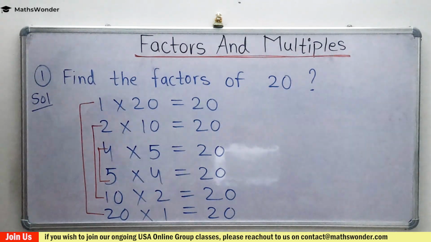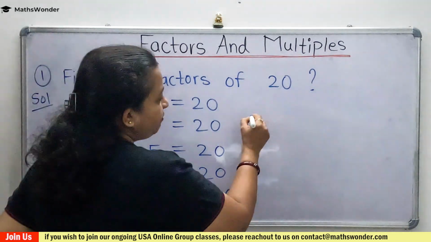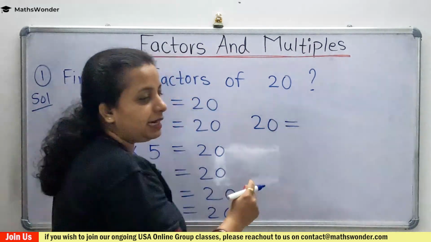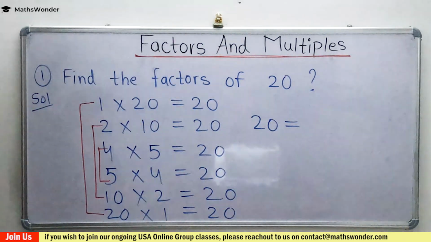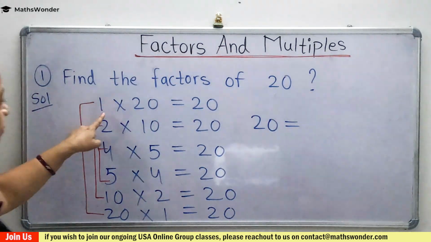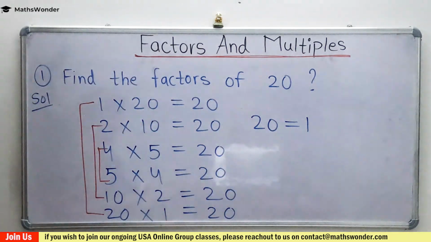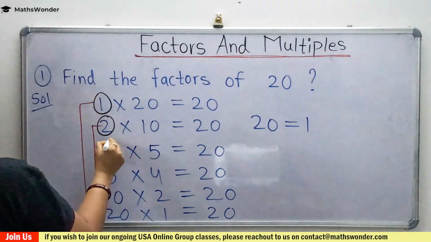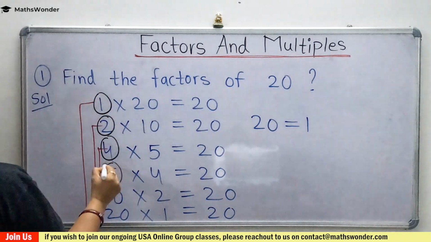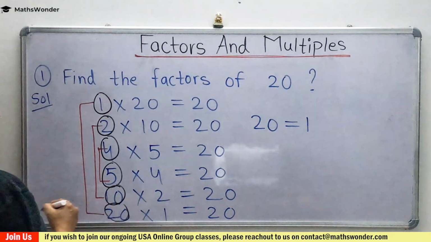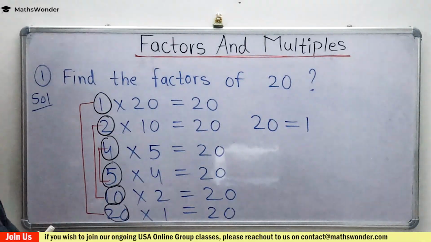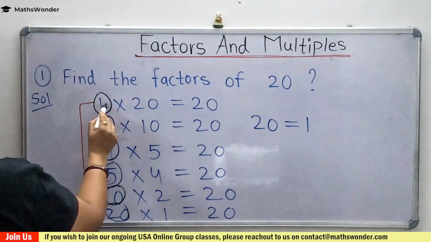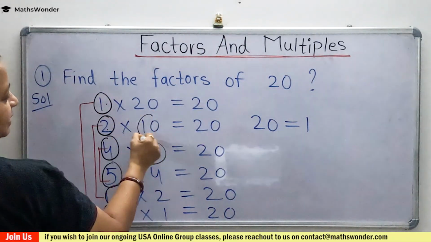Thus, when we list the factors of 20, how many factors of 20 do we have? Start from 1. Now what I am doing? I am circling the numbers. So 1, 2, 4, 5, 10, 20. You can take this way or you can take this way. 1, 2, 4, 5, 10, 20.